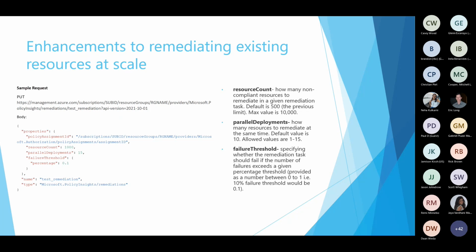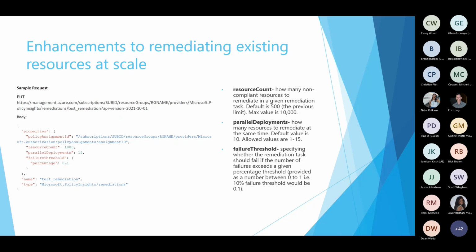Last optional property is failure threshold. This is specifying how many tasks you would be okay with failing until we fail the whole remediation task. So in an example like I have on the left side, how you would read that is the percentage is 0.1, so 10%. So we're okay with 10% of the 1,000 resources failing. If we hit 10% or go over 10%, we will fail the whole remediation task and fail the whole process.